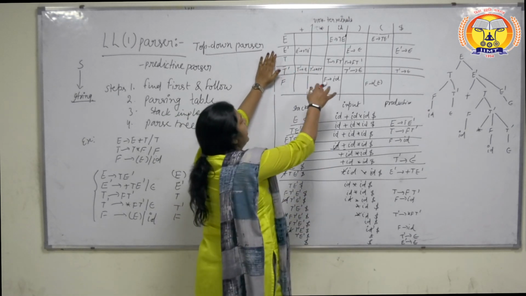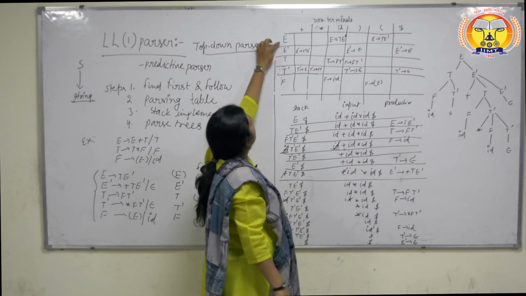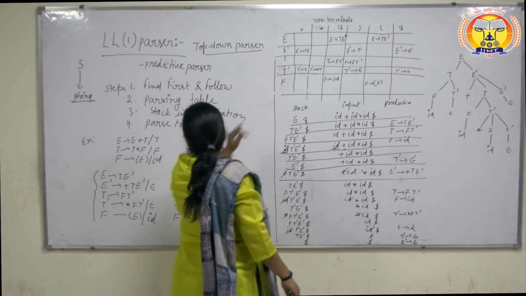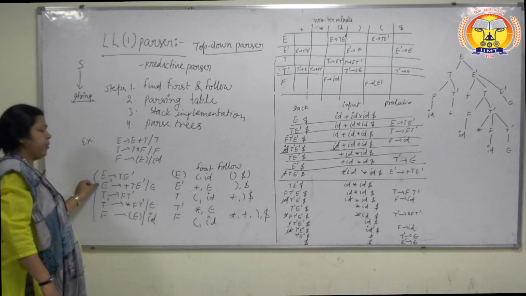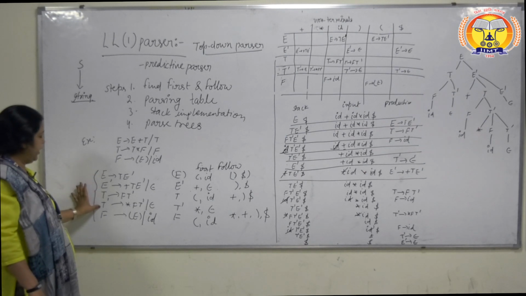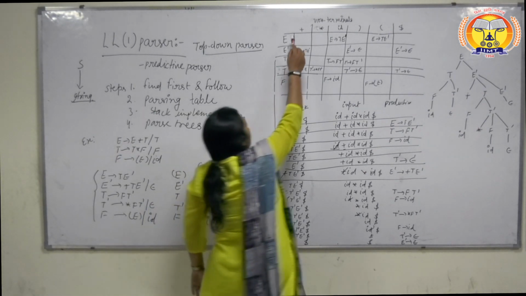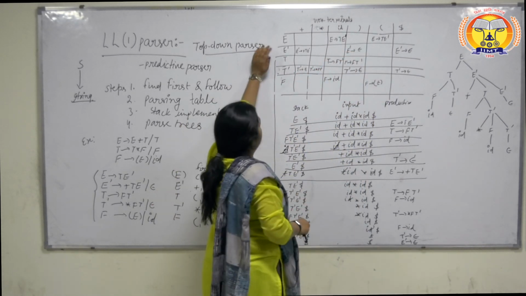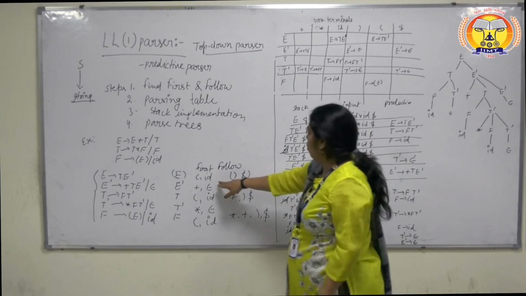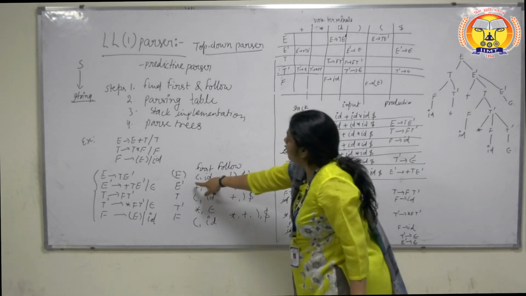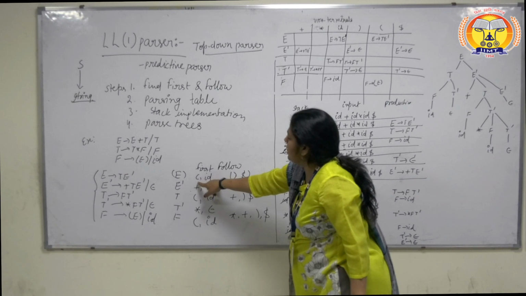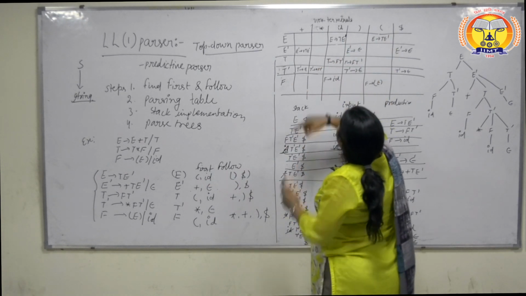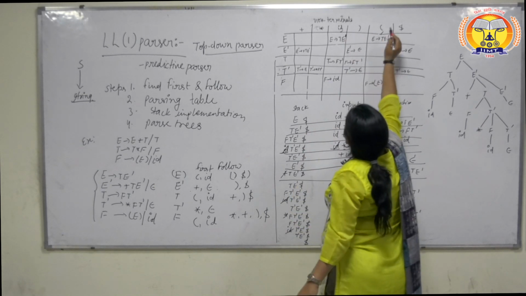Now we have to fill the entries in the parsing table. First write E, E dash, T, T dash, and F. These are the non-terminals you can see from your production. And in the columns you will write all the terminals. Now how to fill these entries? For that, you should know the first. What is the first of E? First of E is open bracket and ID.